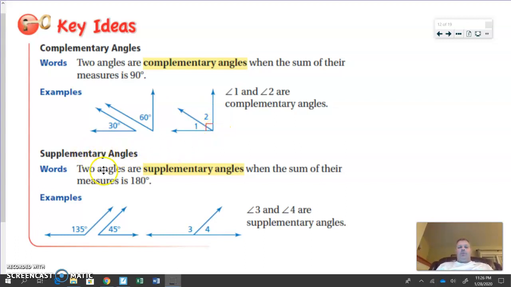Likewise, two angles are supplementary when the sum of the measures is 180. When I take 135 and add it to 45, my answer is 180. I know that this is supplementary because we have a straight line, which means that it is 180.